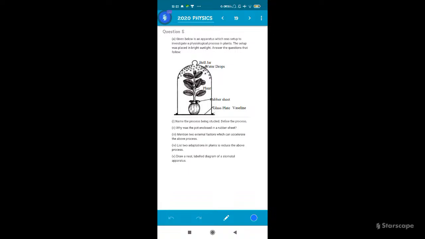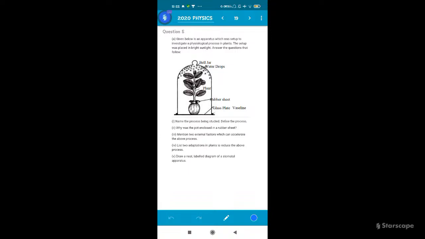And if you want to define the process, what will be the answer? Transpiration is the process by which water in the form of water vapor is released from the aerial parts of the plant. Why aerial? Because the leaves are the most important organs which help to lose this excessive water. So transpiration will be the answer for the first question.